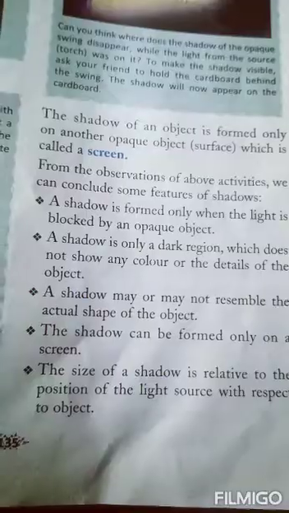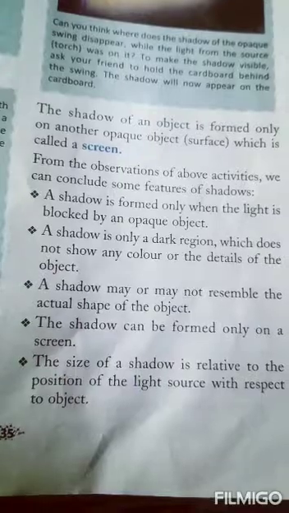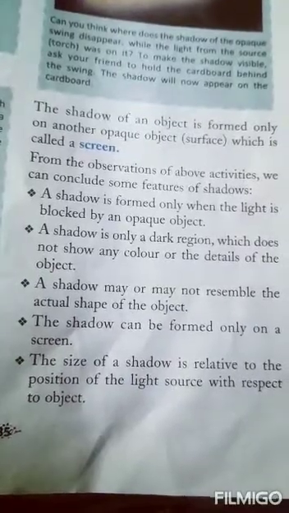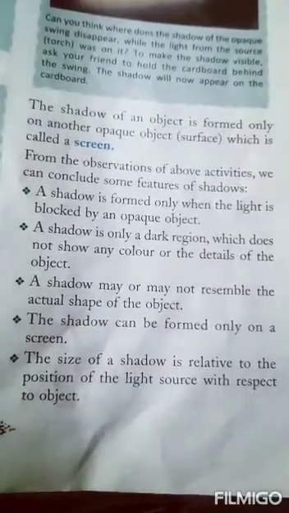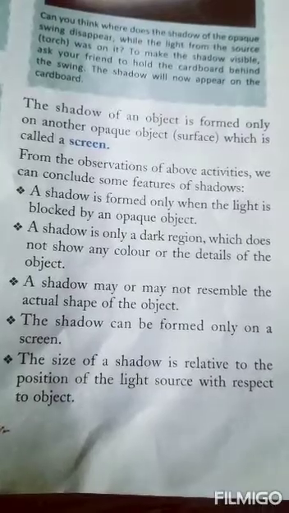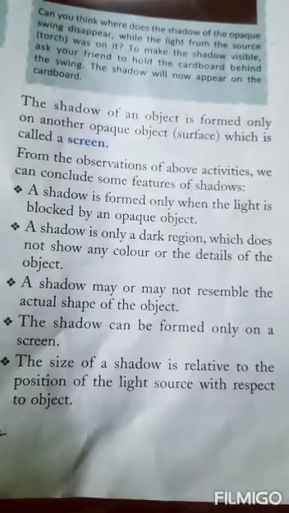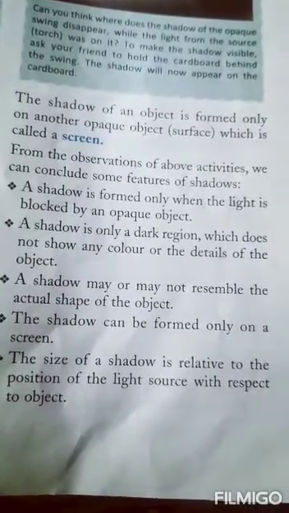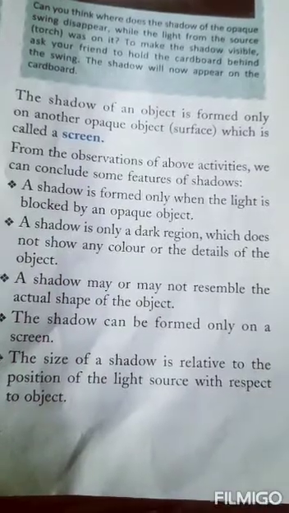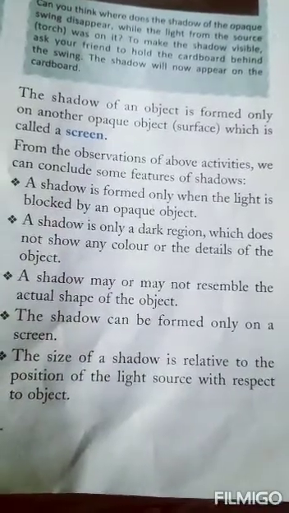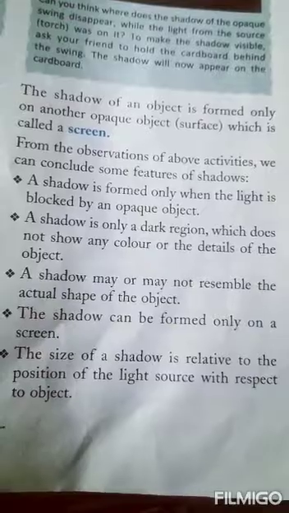So it means the size of the shadow depends on the distance from the source of light. From all these above activities, we conclude that a shadow is formed only when the light is blocked by an opaque object. A shadow is only a dark region which does not show any color.